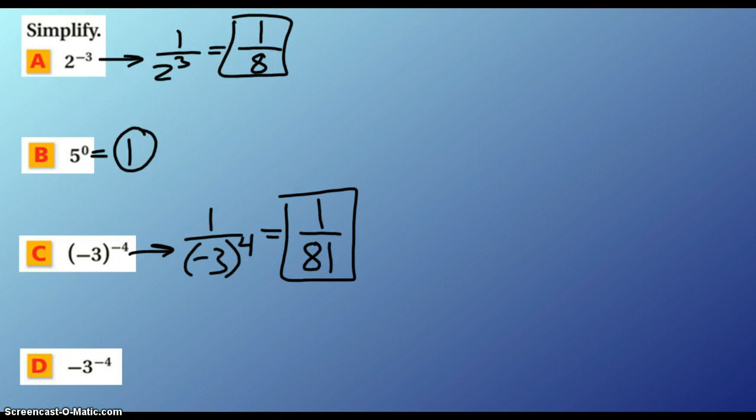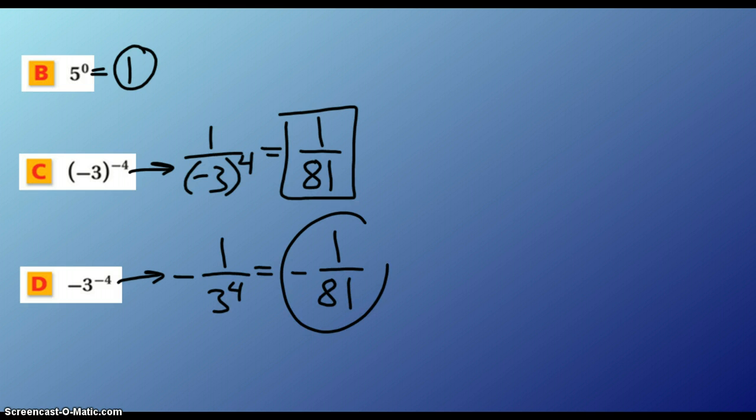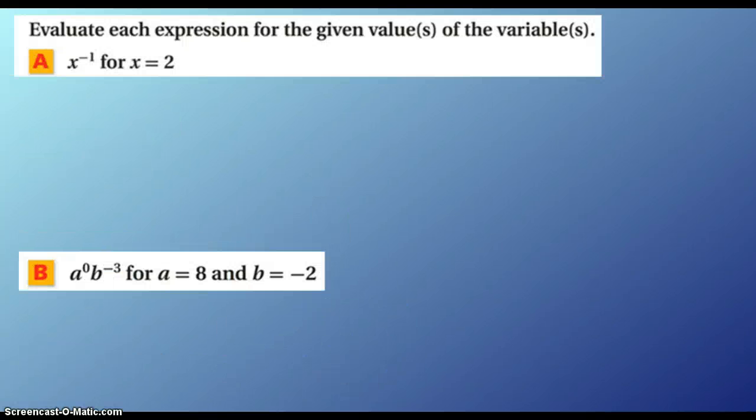The difference between C and D is that we would say, okay, negative 1 over 3 to the fourth. So this one we get negative 1 over 81, and go like that, okay? Because the negative is not in the parentheses like it was in C. Alright, we've got somewhere we can do some evaluation type things.